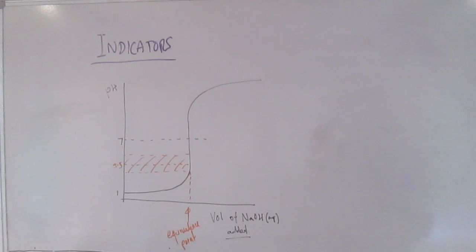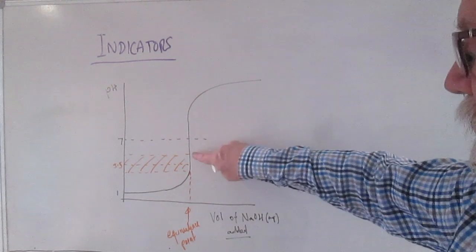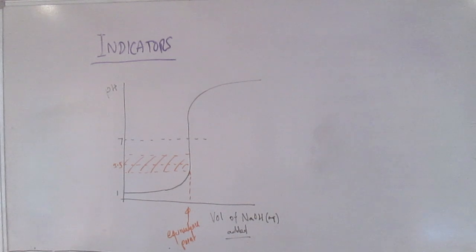And secondly, and importantly, that volume where it happens is very close to the volume where it's neutral, and so it does give you a good indication of what you actually want to find out, which is the true equivalence point.